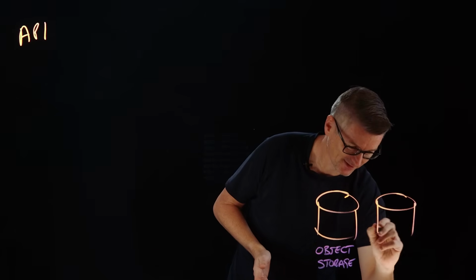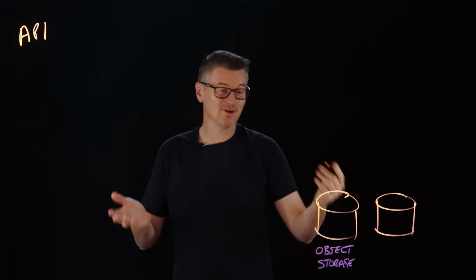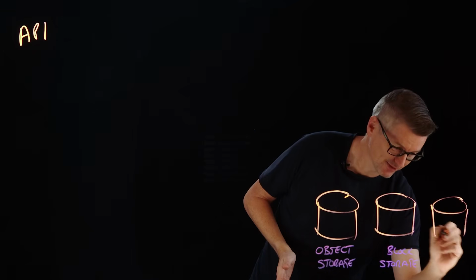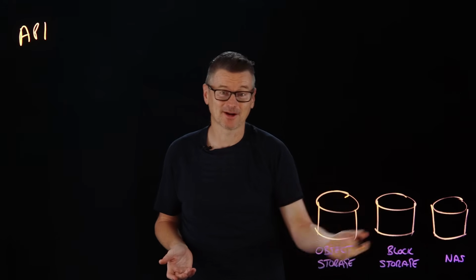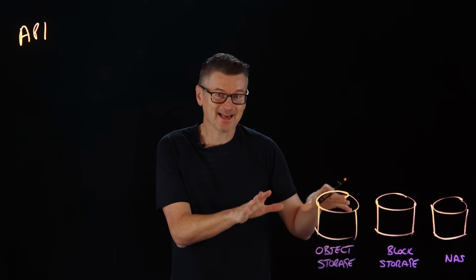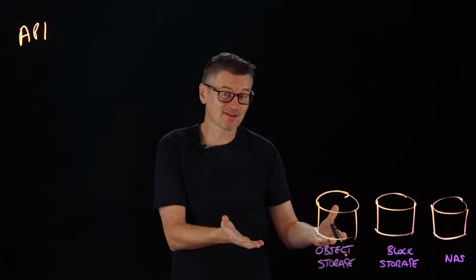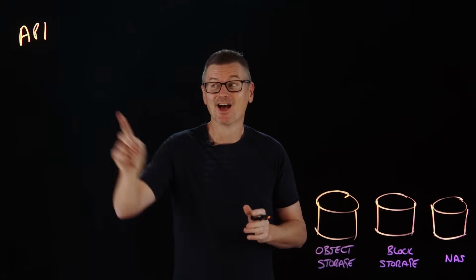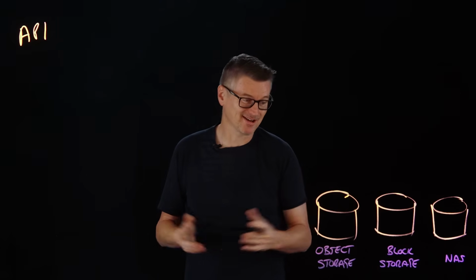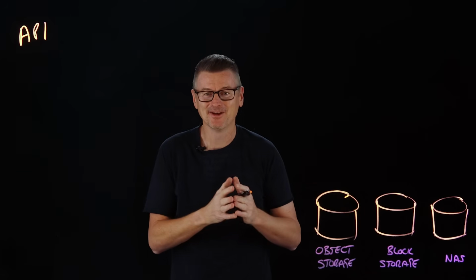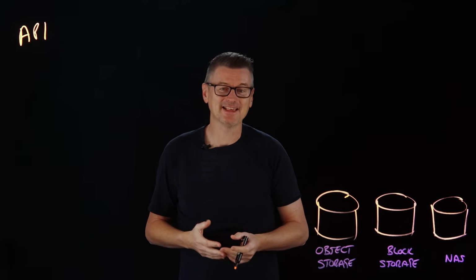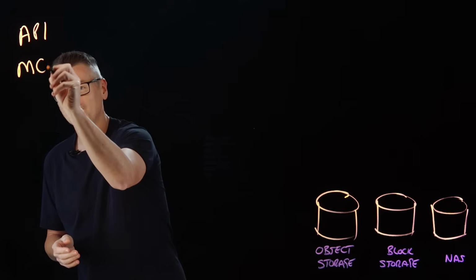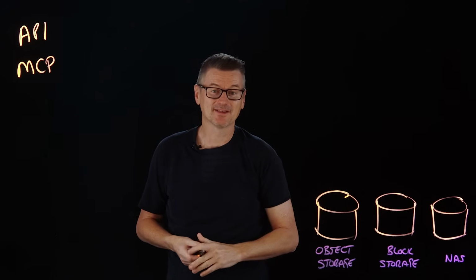Perhaps we've got a storage system here that is for object storage, and we've got another one here, and this one is for block storage, and perhaps we even have a third one here. This one is for NAS, network attached storage. Now, each of these has different APIs, different data models, probably different authentication mechanisms, and you'd be writing and maintaining custom code integrations for each one, and that doesn't really scale. So the industry is converging on a standard called the Model Context Protocol, or MCP.